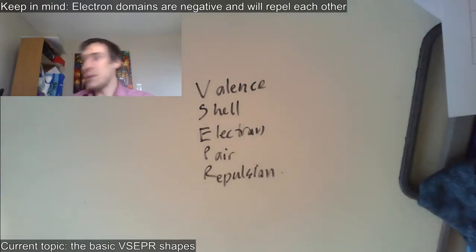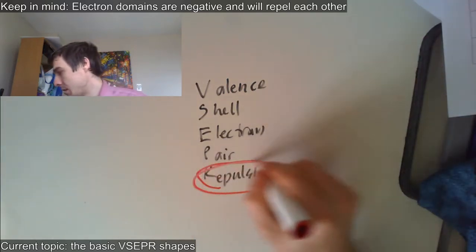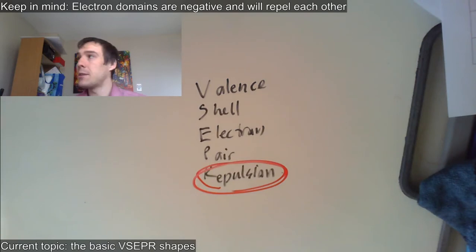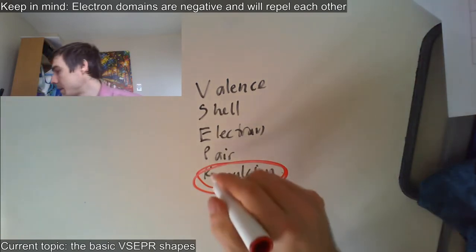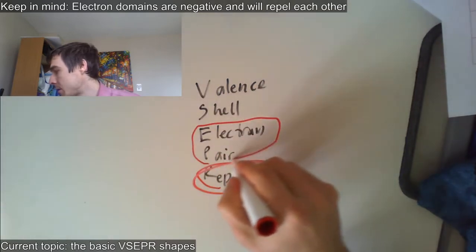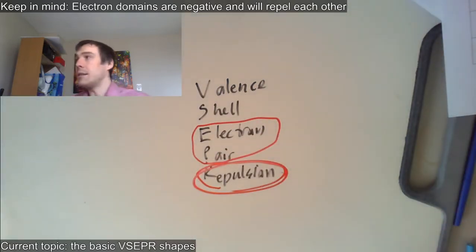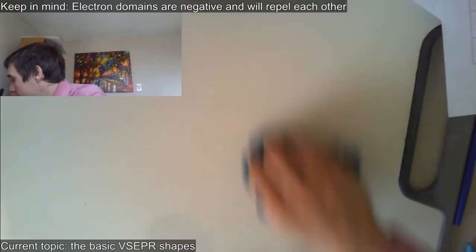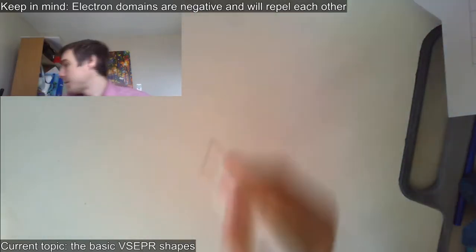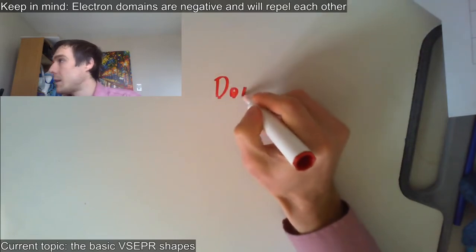And as you can imagine, repulsion is a big part of this model, and that's why to keep in mind up here is that electron domains are negative and they will repel each other. The other piece is electron pairs, so those lone pairs are going to be important. So what do I mean by a domain? This is the first thing that I want to talk about.